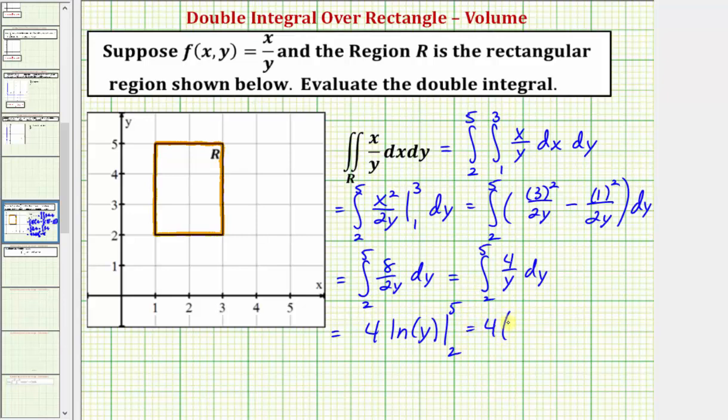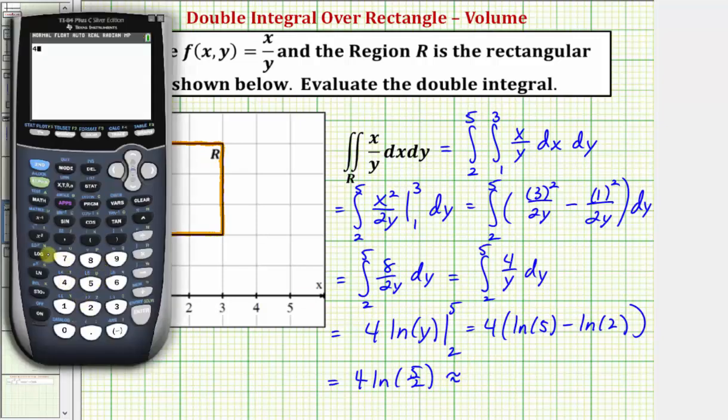So we'd have 4 times the quantity natural log 5 minus natural log 2. Notice here, because we have a difference of two logs with the same base, we can combine these two logs by dividing the numbers 5 and 2. So the exact value of the double integral would be 4 natural log 5 halves. Let's also get a decimal approximation though. So using the calculator, we'd have 4 natural log 5 divided by 2, close parenthesis, enter. To 4 decimal places, we'd have approximately 3.6652.